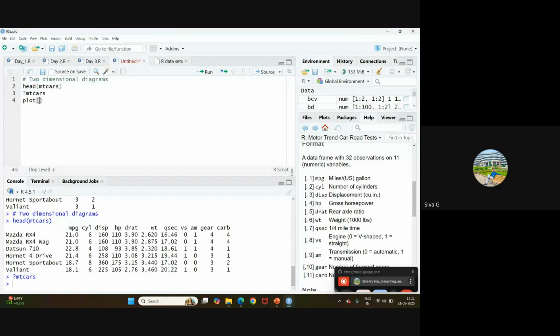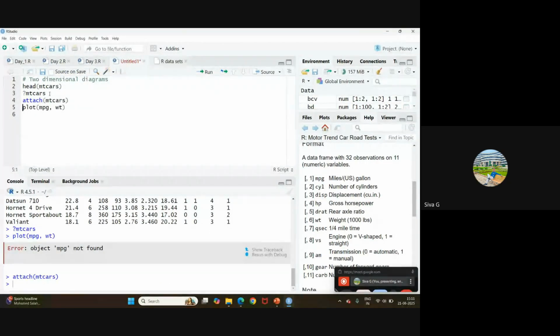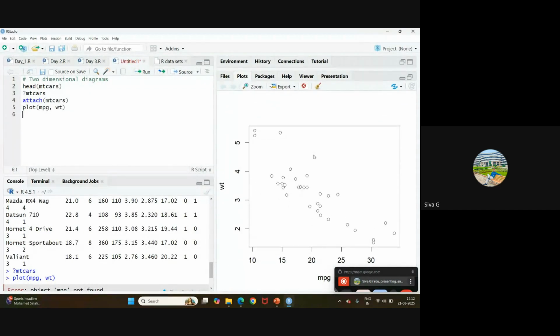Okay, plot. What are the variables? One is MPG and the other is weight. MPG comma weight. See here I'm accessing the variables directly. If you access variables directly, it will not run. For example, object MPG not found, because I did not attach my data to the R console. Now I'm going for attach. Attach mtcars. With this command, I have attached my data set to my R console. Now I can access the variable names directly, that is MPG and weight. Now if I draw plot MPG weight, this is the diagram I got.